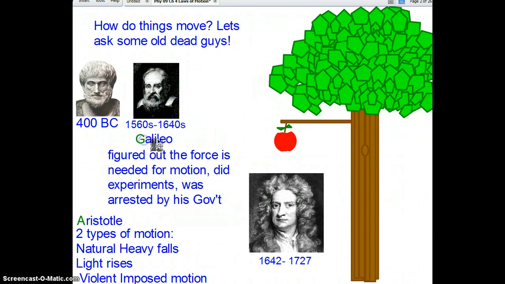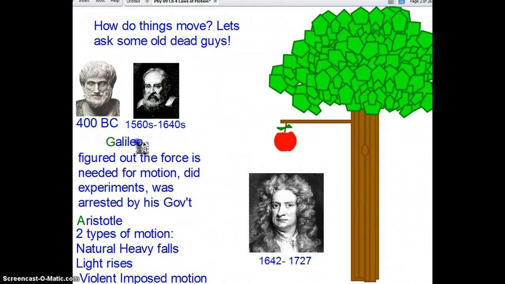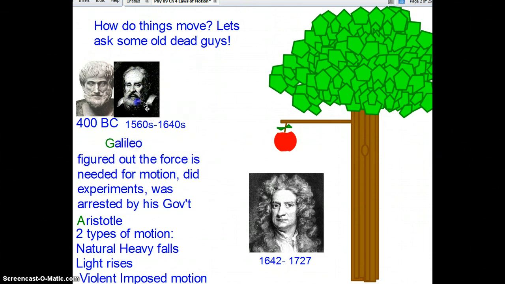And Galileo came along in the Renaissance. Galileo figured out that force is needed for motion. He did some experiments, and he was arrested by his government. He was responsible for figuring out free fall, acceleration, and a lot of other really important stuff in the astronomy world especially, but a lot of scientific experiments. The government was not so keen on this, and he was put on house arrest.